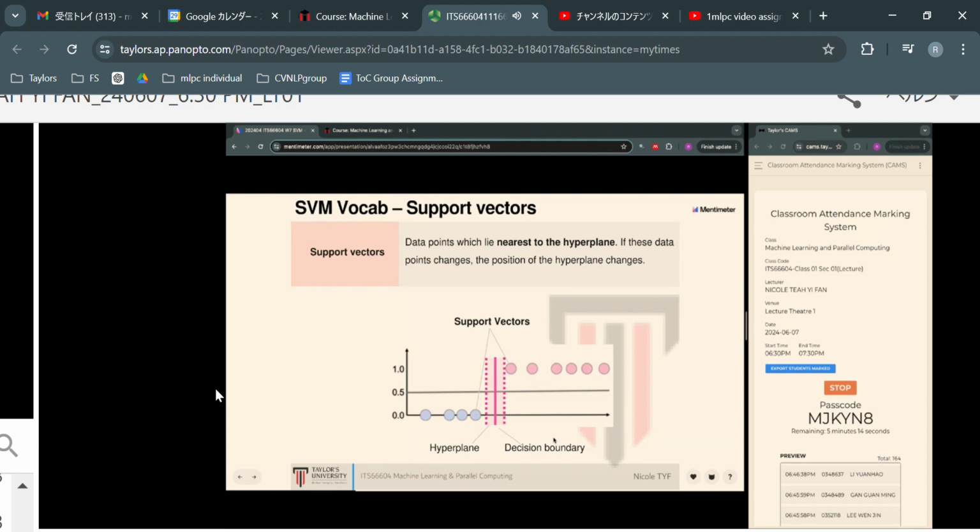The first one is support vectors. So what is support vectors? Support vectors are the data points that lie nearest to the hyperplane. We mentioned that hyperplane is the decision boundary which this support vector machine tries to figure out. And these support vectors are referring to the data points which are closest to these decision boundaries. So if this data point changes, the position of this hyperplane itself will also change, because how this SVM draws this hyperplane is by identifying the support vectors.